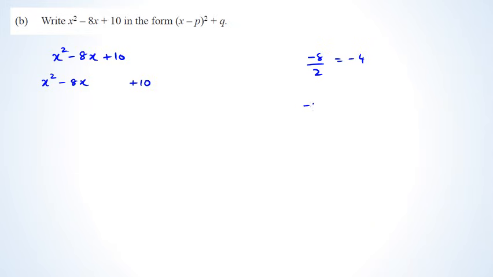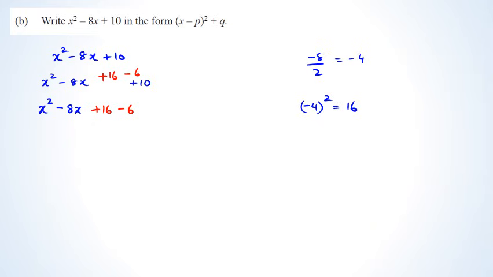And negative 4 squared is equal to positive 16. Now I need to have plus 16 here, but I've already got 10 there. So what I need to do is rewrite this as plus 16 minus 6. Does that make sense? Because I've replaced the 10 with plus 16 and minus 6, and at the end of the day, that is equal to 10. So instead of writing it with the plus 10, I write x squared minus 8x plus 16 minus 6.